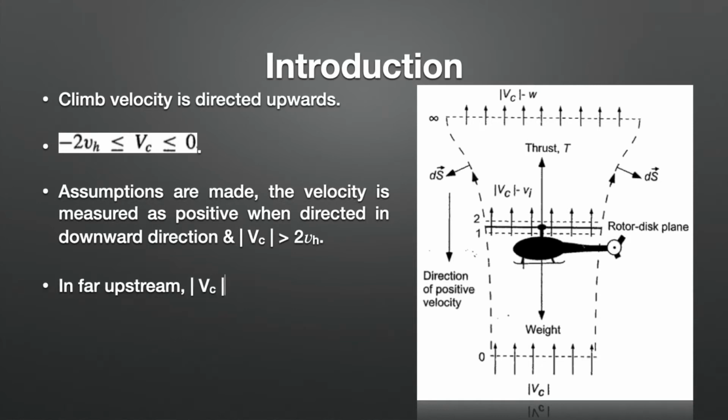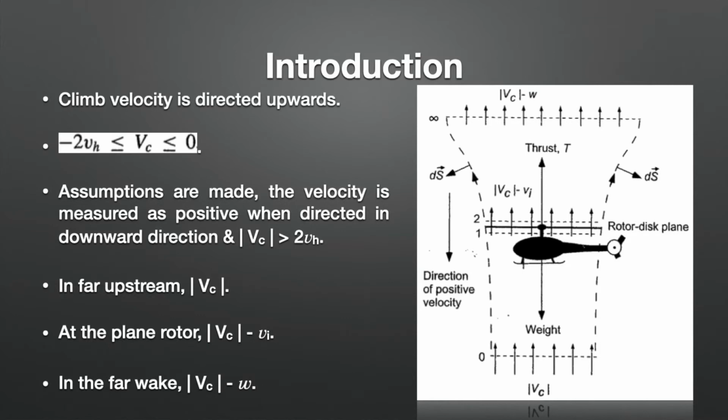Next, in the rotor plane, that is from 1 to 2, the velocity at this plane, especially 2, is Vc minus Vi. And in the far wake, here far wake is at the top, downstream, the symbol infinity, the velocity will be Vc minus omega.